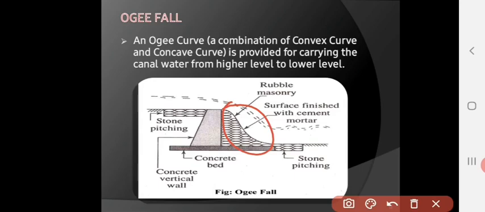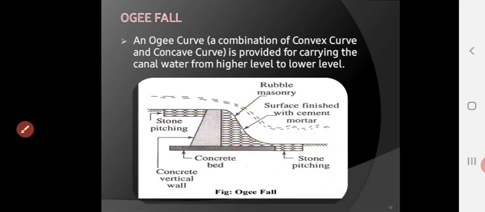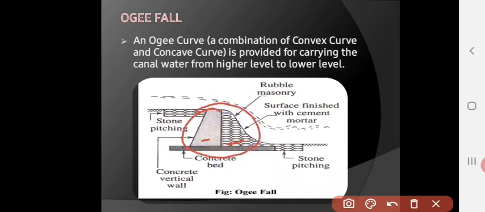It is one type of weir, but this is the upstream bed level of the canal and this is the downstream bed level of the canal. So to match this difference, we provide a smooth flow of water so that the water can flow very easily and the velocity of flow can be maintained properly. For this we have to construct a concrete bed below, on which there may be stone masonry pitching or rubble masonry or combined, or we can use masonry work only, or we can use concrete work only for construction of this structure. So this structure is known as ogee fall, which is constructed across a canal bed.